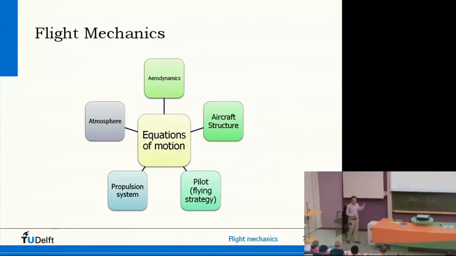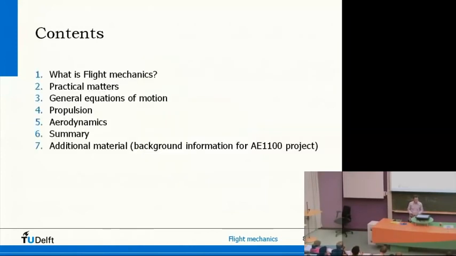So this will also influence the performance. And finally, the atmosphere. Of course, at high altitude or low altitude, you have different air density, different temperature, and these parameters affect the equations of motion and thus the performance of the vehicle. So this is more or less what this whole lecture series is about. So hopefully you know now what flight mechanics is, more or less.